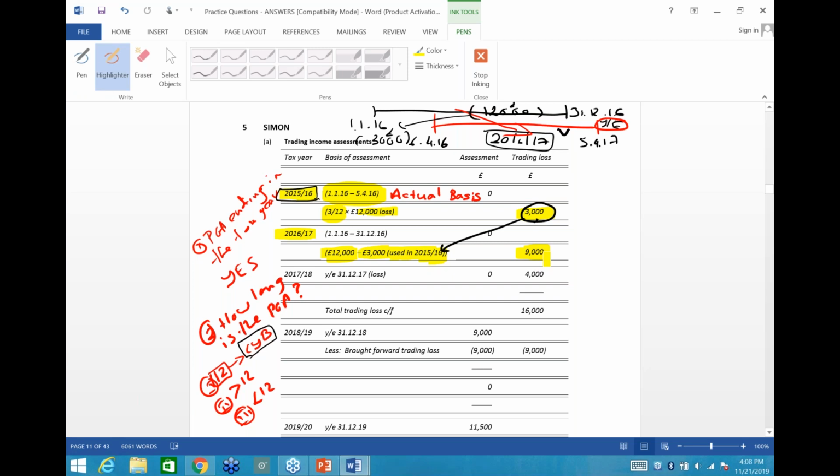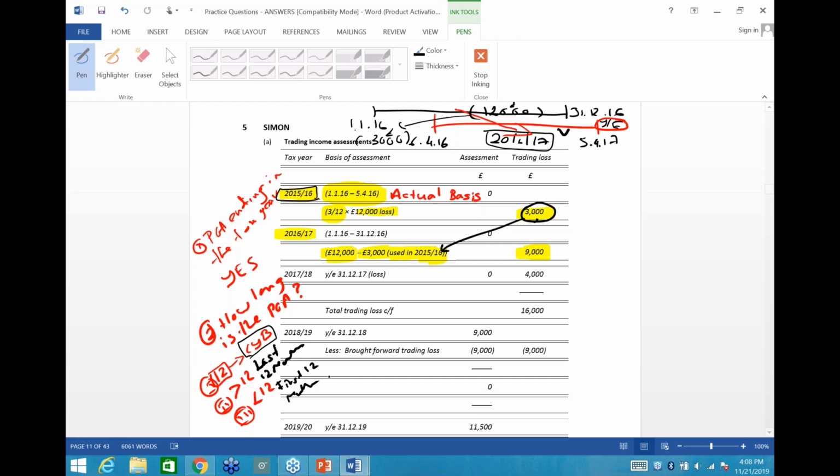For completeness, for the basis of assessment rules, remember, if there is a period of account ending in the tax year, and if the accounting period is more than 12 months, you have to take last 12 months profit as taxable profit. If it is less than 12 months, you have to take first 12 months profit as your taxable profit. Now, these you have to memorize.